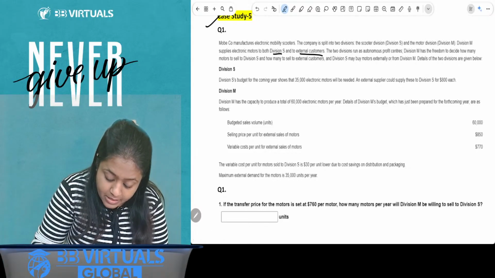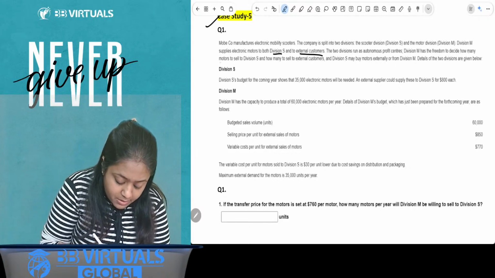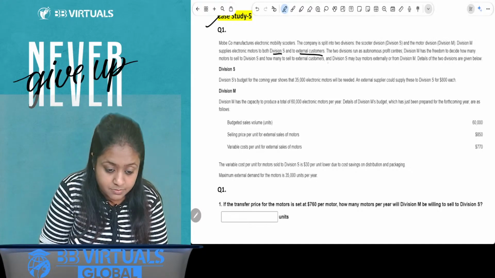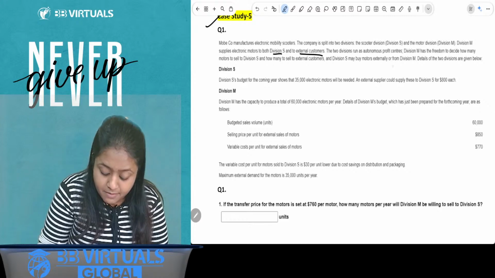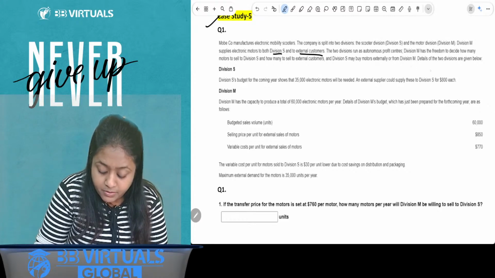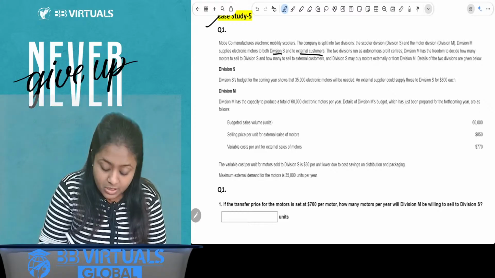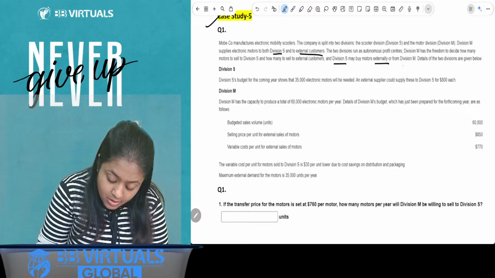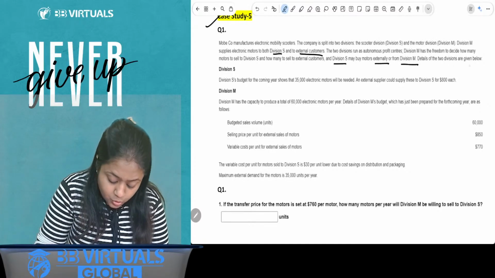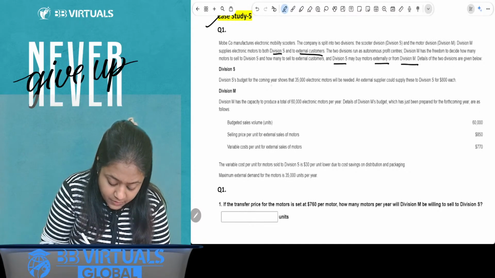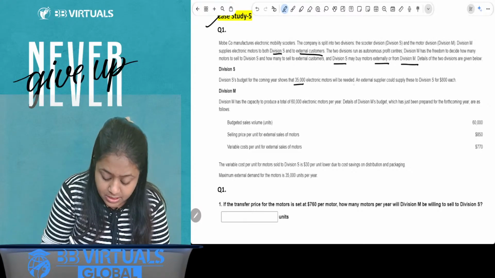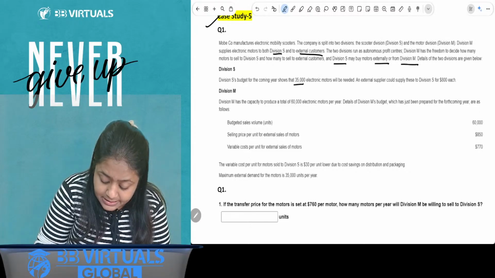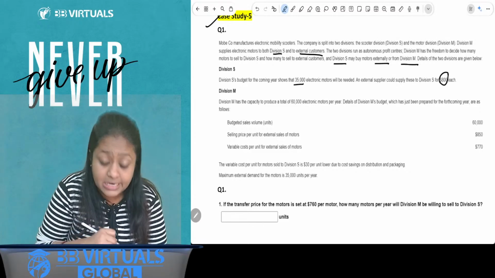Division M has the freedom to decide how many motors to sell to Division S and how many to sell to external customers. And Division S may buy motors externally or from Division M. Details of the two divisions are given below. Division S's budget for the coming year shows 35,000 electronic motors will be needed, and an external supplier could supply these to the two divisions at 800 each.